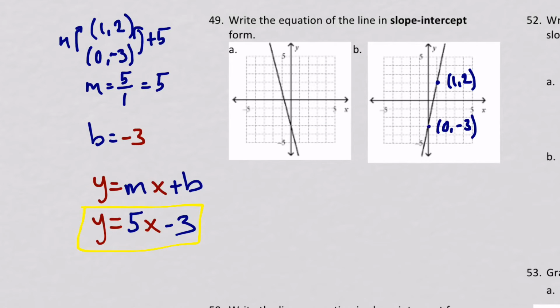Okay, so here you go. Here's the correct solution for part B. I used the point 1, 2 and 0, -3. I found the rate of change, which is the slope, which is 5 over 1. Then the y-intercept I simply found by looking at the graph and figuring out what that point was, which is -3, right? It crosses the y-axis at -3. That's your y-intercept. Then I use 5 and -3 and substitute them both into y equals mx plus b to get y equals 5x minus 3.